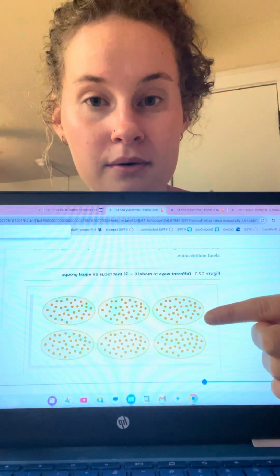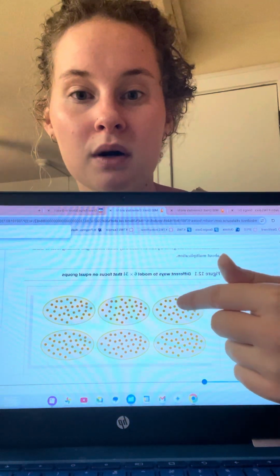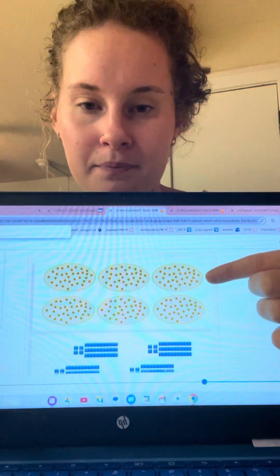And if we didn't know how to solve 6 times 34, we could go through and count each one of these individual dots, and that would give us our answer. But that would take a lot of time. So let's look at another one.